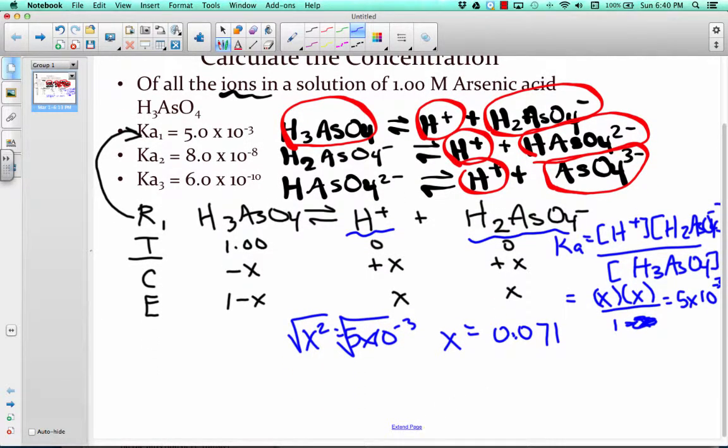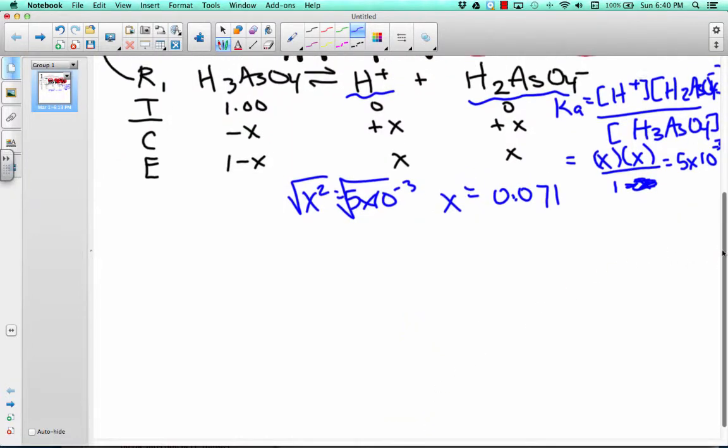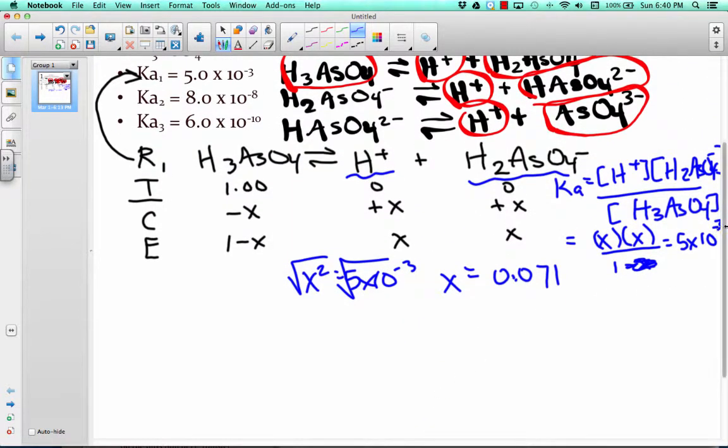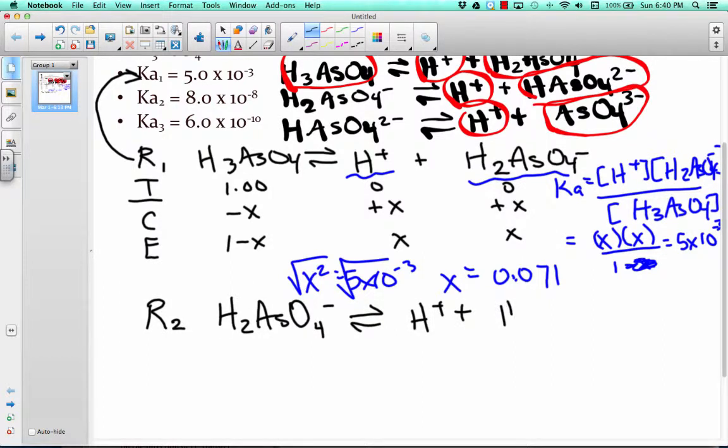I'm going to be using that in the next part of my problem because now I have to do the second dissociation. So in the second dissociation, we'll call that R2. I start with dihydrogen arsenate, and I take away another hydrogen. And I'm left with hydrogen arsenate that has a 2- charge.